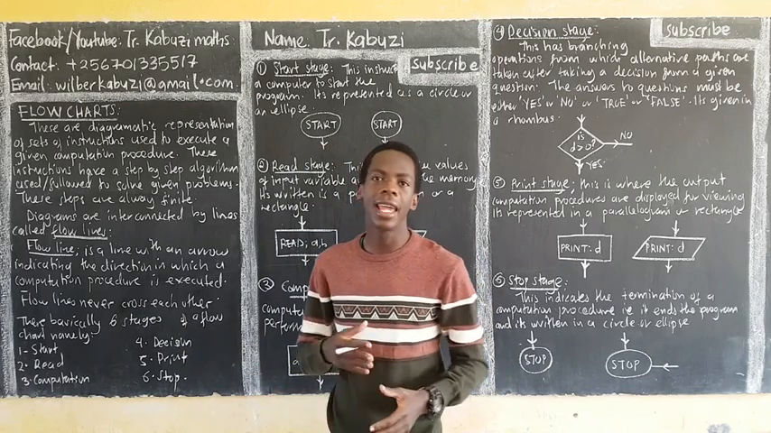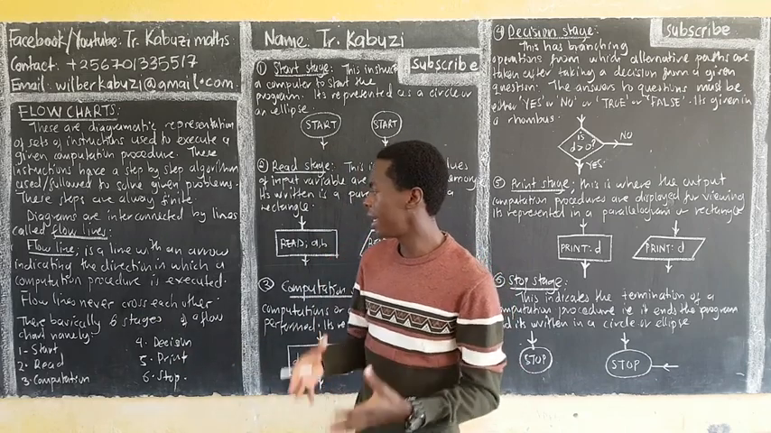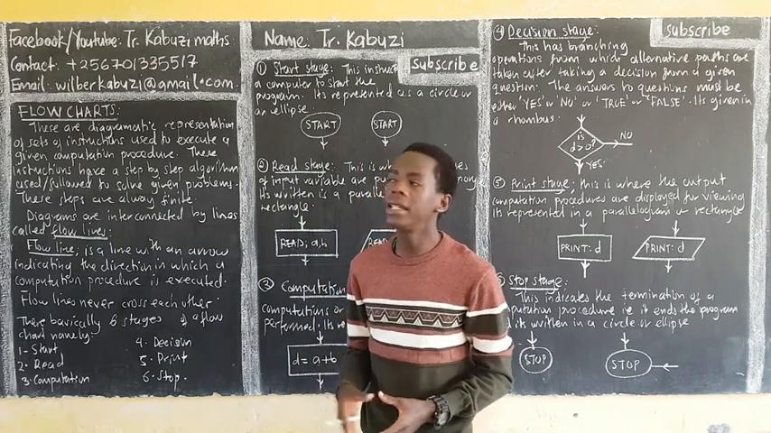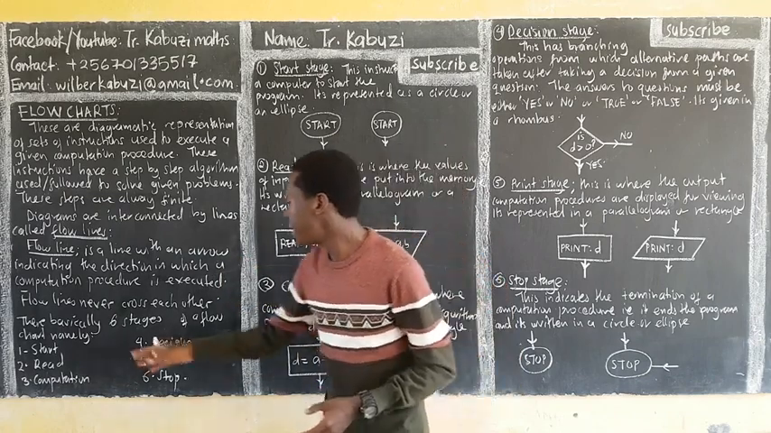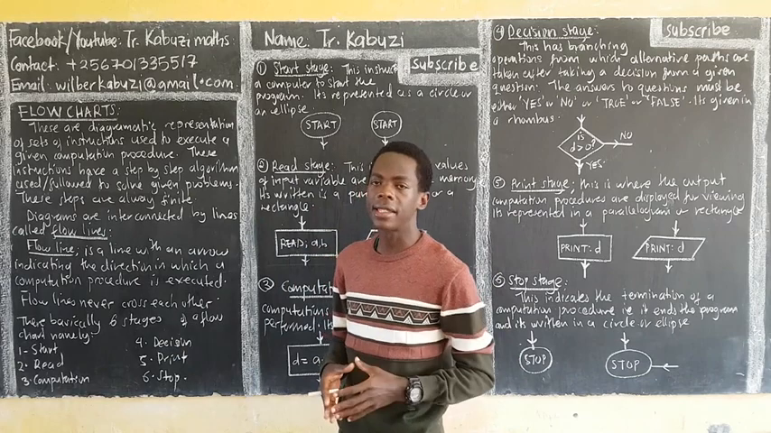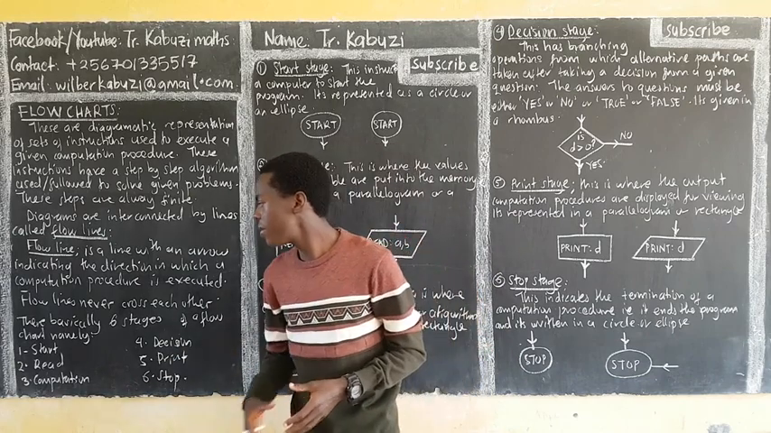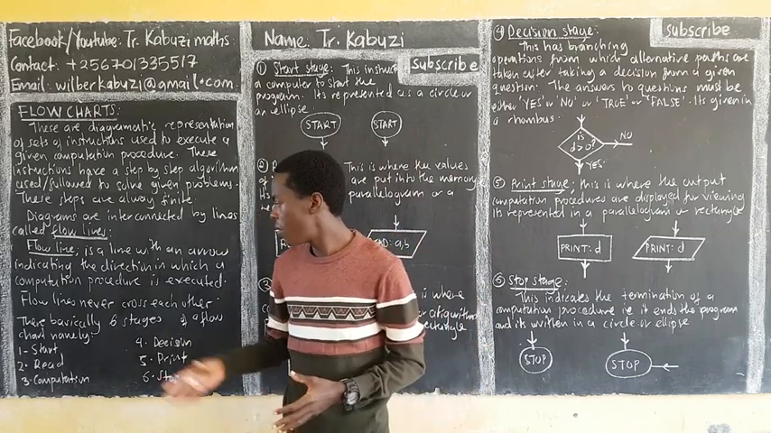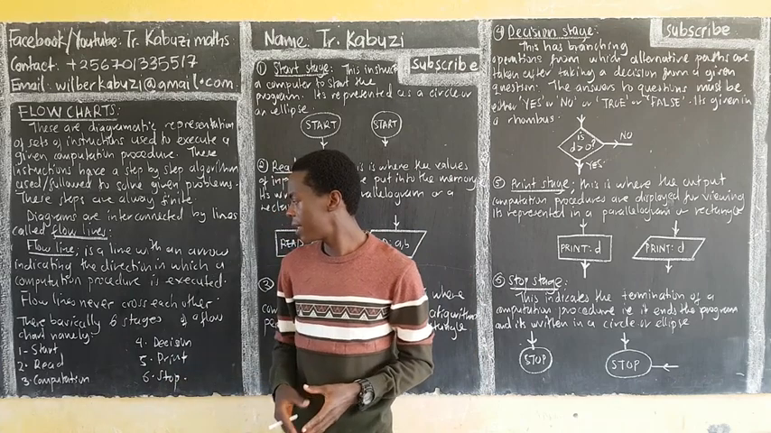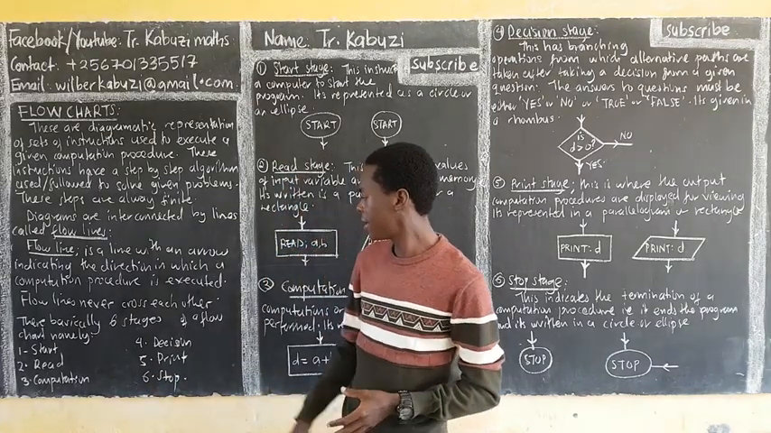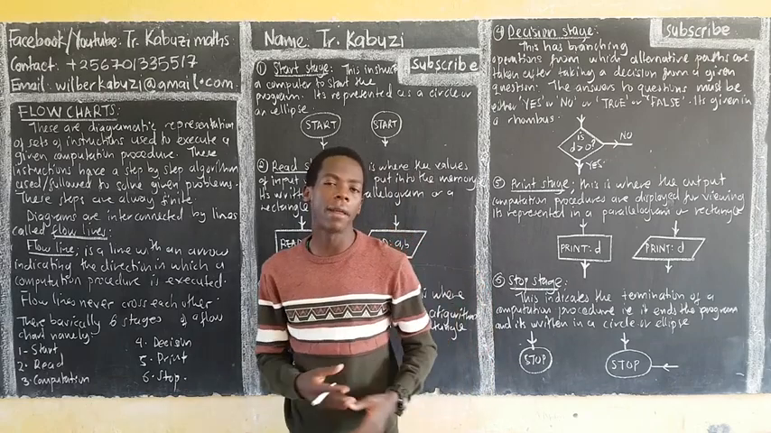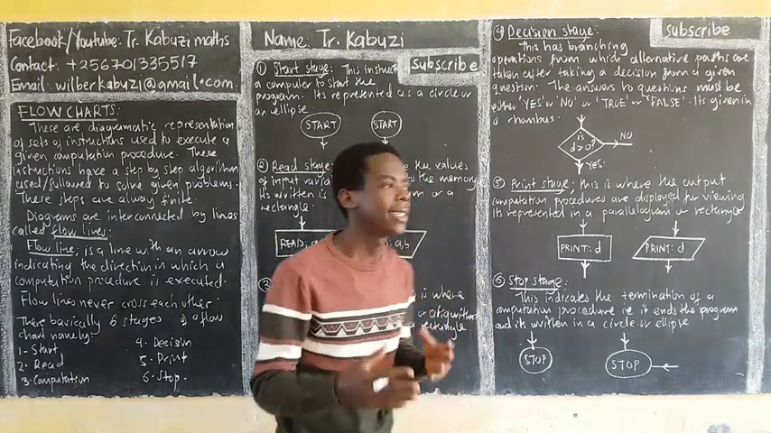So let us see how many stages we are expecting. In simple terms, how many stages are we going to see in this computation procedure? Basically, we are going to see 6 stages. The first one is the start stage, then the read stage, then the computation stage, some people call it the algorithm stage. Then we go to the decision stage, print, then stop. After printing, of course, the process stops.